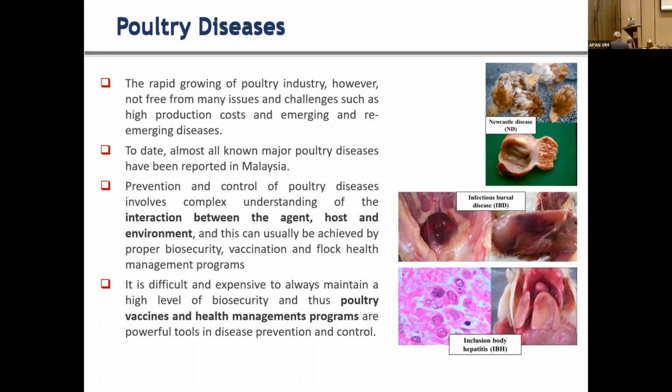Okay, the rapid growth of the poultry industry, however, is not free from many issues and challenges, such as high production costs and emerging and re-emerging diseases. To date, almost all major poultry diseases have been reported in Malaysia.